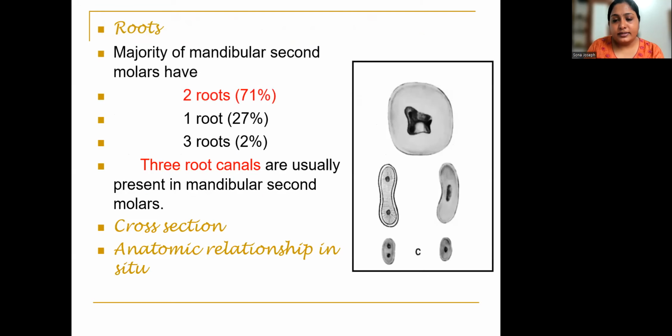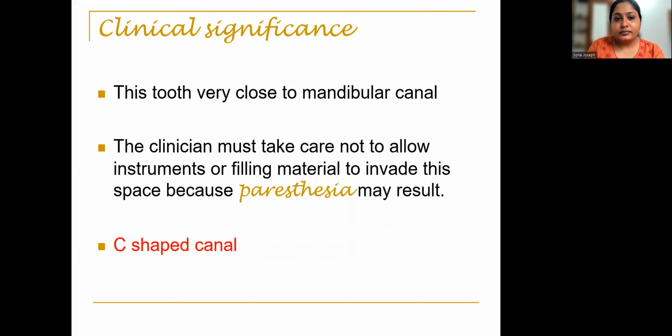The access opening is similar to that of the mandibular first molar. The majority of mandibular second molars have 2 roots with 3 root canals, but there can be variations of 1 root or 3 roots also. This tooth is very close to the mandibular canal, so when you do the instrumentation, don't over instrument, or push intracanal medicaments, calcium hydroxide, or sodium hypochlorite irrigant beyond the canal. The clinician must take care not to allow instruments or filling material to invade the space, because paresthesia may result.